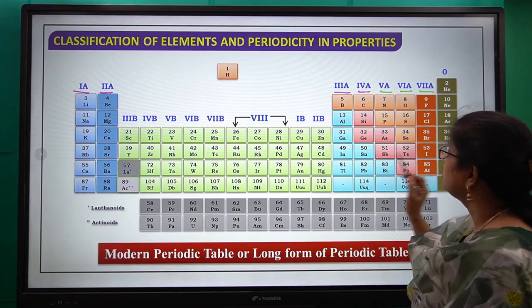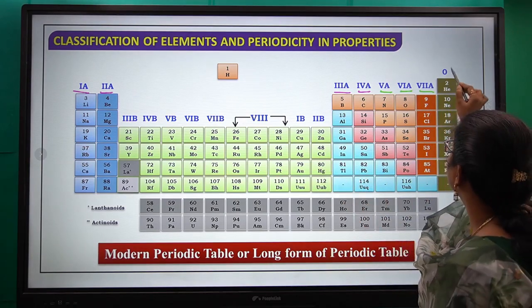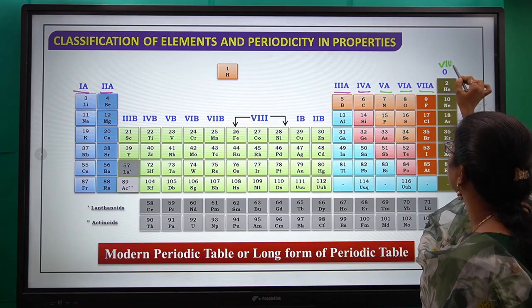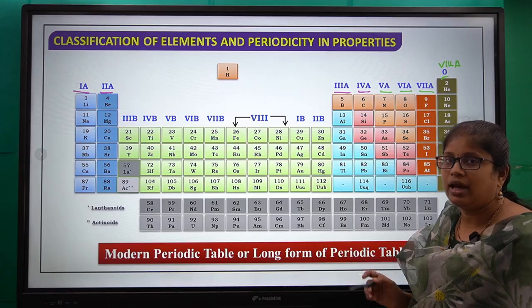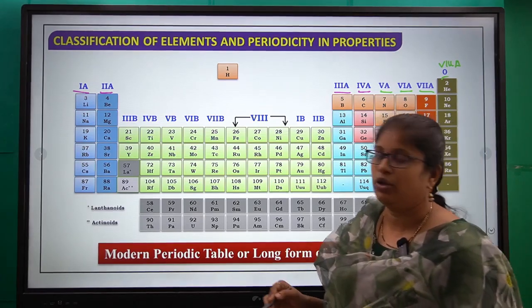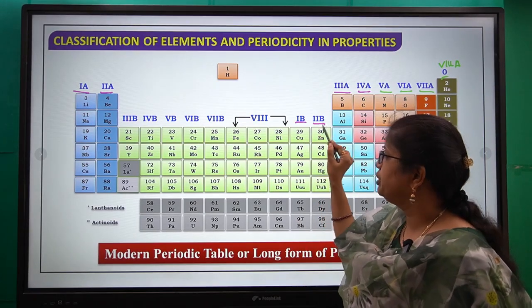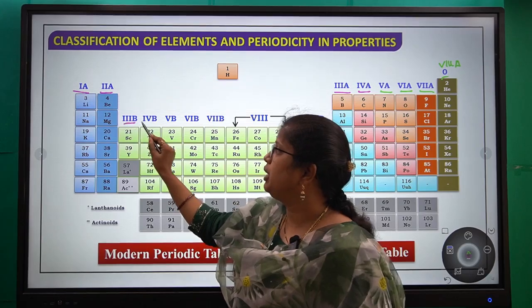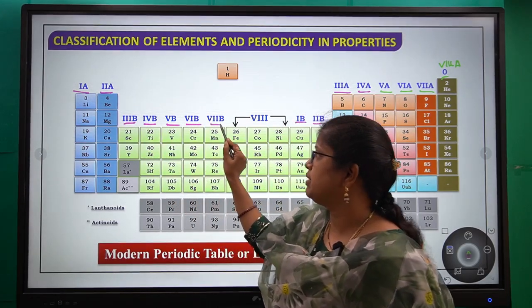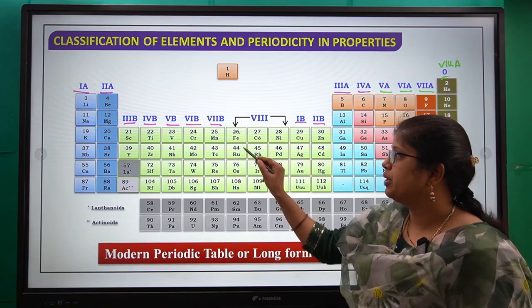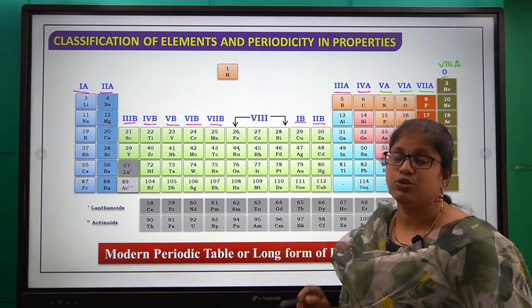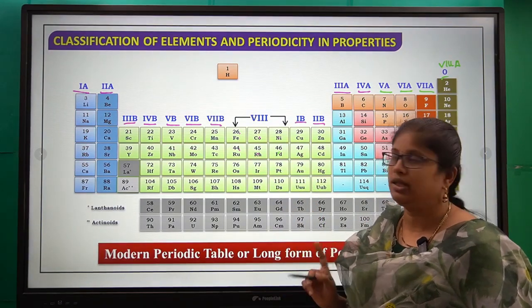Next, after that we have what is also called 8th A, which is the zero group. After 8th A, it again starts from 1B. Okay, so here 1B, 2B. Next, 3rd B, 4th B, 5th B, 6th B, 7th B. 8th B elements are divided into 3 subgroups. 8th B is having 3 groups.